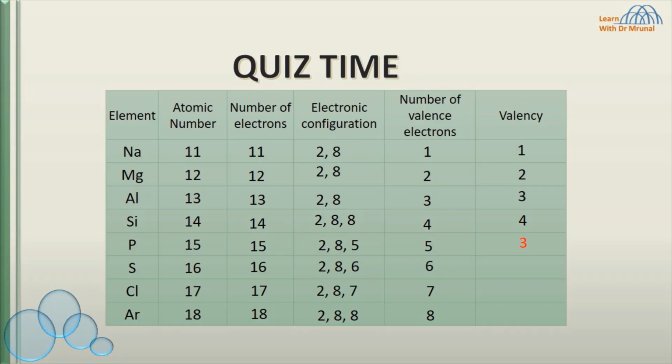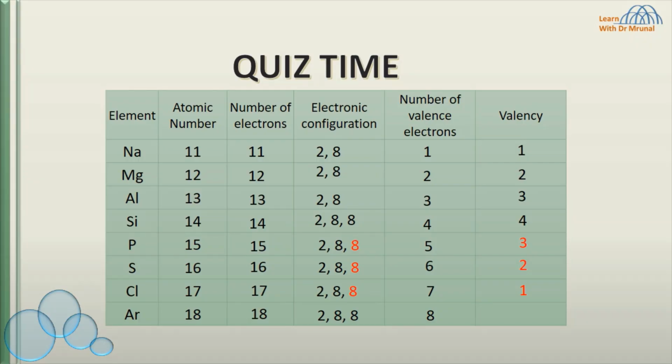not 5 but it is 3. Why it is 3? Why it is not 5? Because it can gain 3 electrons to complete its octet. Sulfur, 6 valence electrons are there, but its valency is not 6 but 2 because it can gain 2 electrons to complete its octet. Chlorine, its valency is 1. It can gain 1 electron to complete its octet.